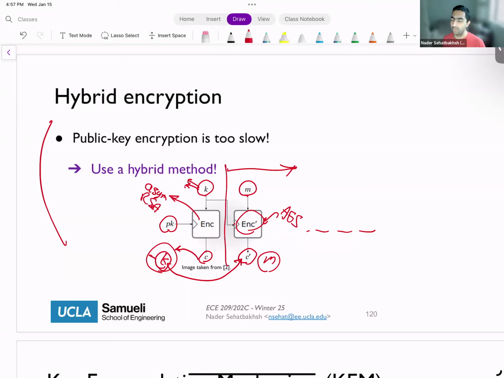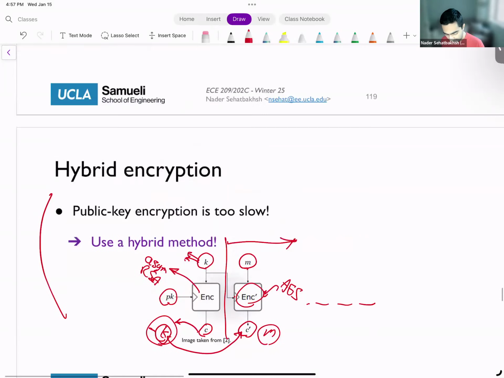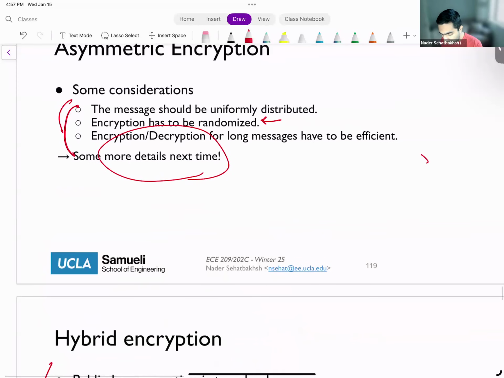What do we like about symmetric that we don't like about asymmetric? Speed. Symmetric encryption, including AES, is orders of magnitude faster than RSA. That's why we don't want to do RSA for long messages. Okay.